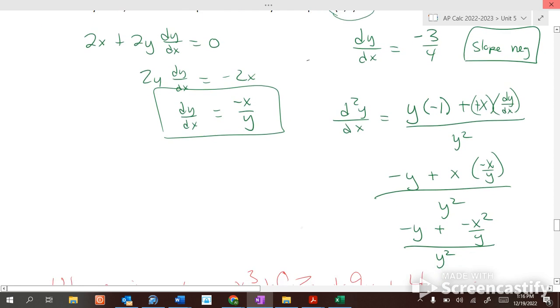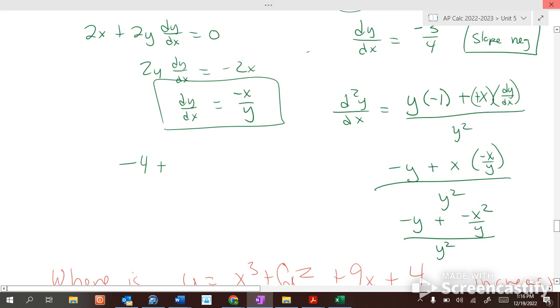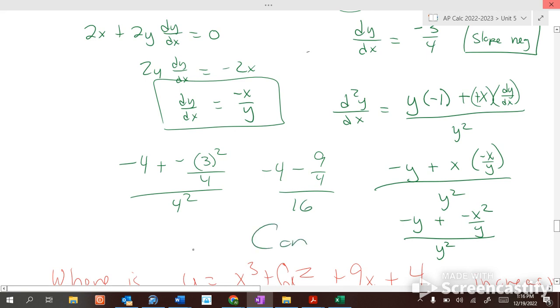If we stick in the 3 and the 4, we get negative 4 plus, just stick it there. Okay. So then it's a negative and then 3 squared over 4 squared. So it's negative 4 minus 9/4 over 16, which is going to be a negative number, right? So it's concave down.